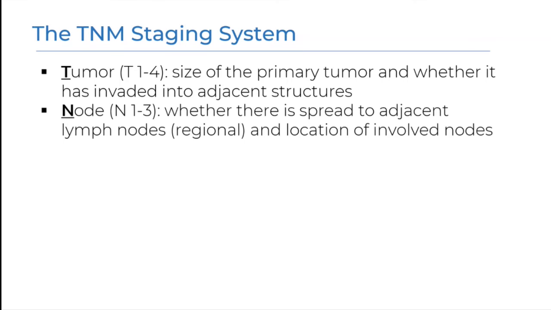N stands for node, and this is also numerically assigned between 1 and 3, and this corresponds to whether or not the cancer has spread to the adjacent lymph nodes, whether it's regional, meaning lymph nodes in that same region where the tumor has originated, or whether the lymph nodes are further spread. And then the numbers on the end correspond to where the lymph nodes are located. Are the lymph nodes surrounding the airways? Are they in the chest wall? Are they higher up in the neck? So these numbers differ based on where they're located.